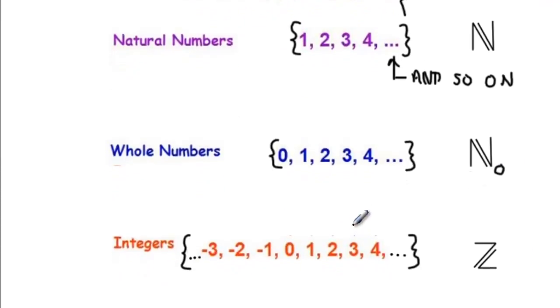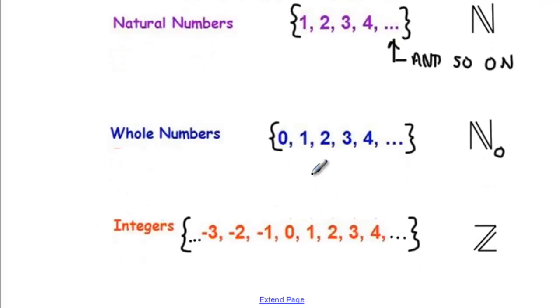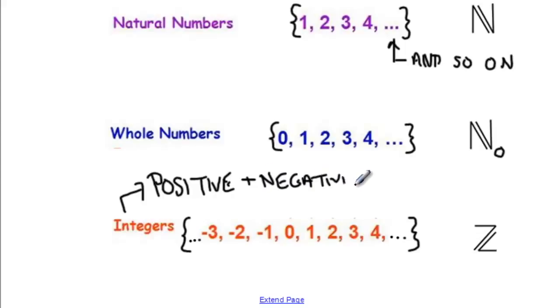And then finally, you've worked with the integers in the past. Integers are positive and negative whole numbers. So the numbers -3 up to 3 and so on in both directions. Just to restate, these are positive and negative whole numbers. So the integers are positive and negative whole numbers.